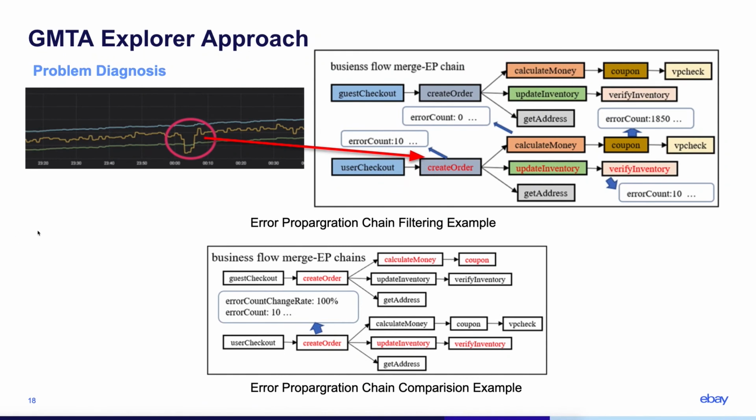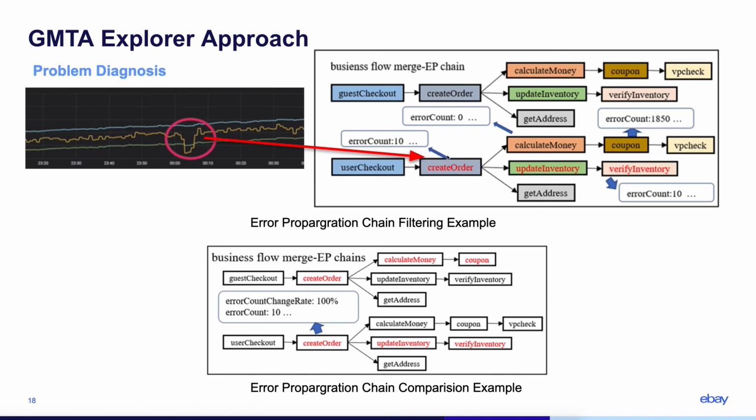This is an example of using GMTA for problem diagnosis. In this example, we can see the coupon function experiencing a high error count. However, it is what we call a soft error. It doesn't cause any production issue, so we don't need to be paying attention to these issues. However, the create order service is experiencing a critical error.